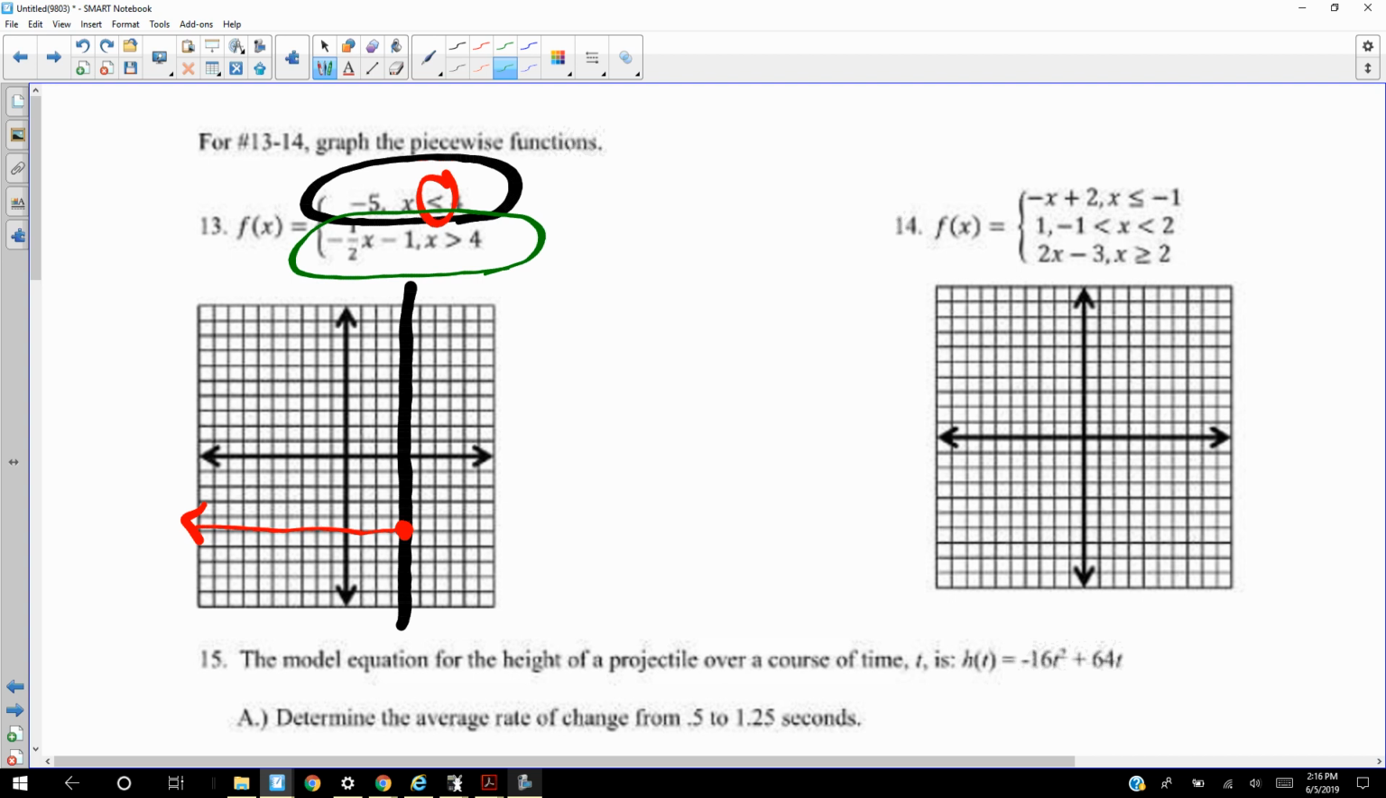Other function, same boundary line, except it's going to exist on the right-hand side of the boundary line. We're going to start at -1. The slope is -1/2. So from that point, we're going to go down 1, right 2, down 1, right 2. This will be an open dot. The rest will be closed dots. It's only on the boundary line where it's an open dot. And that's our answer.